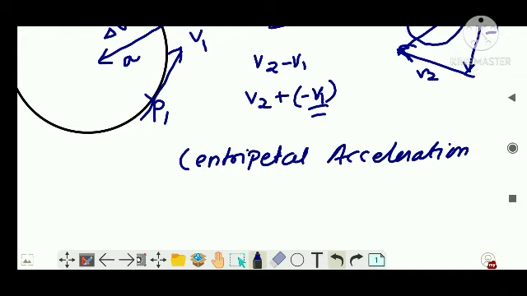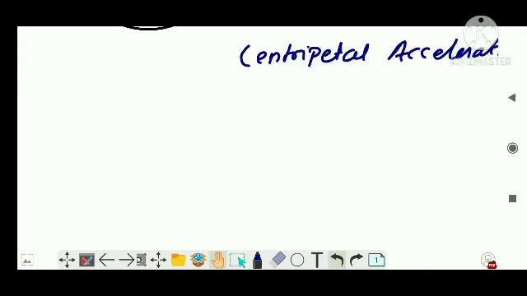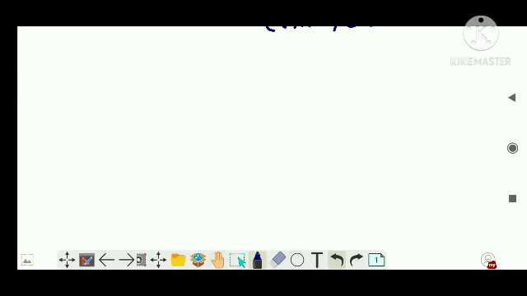Clear? Now this much is clear. Now we'll go with what is the magnitude of acceleration. You know the direction of acceleration is always towards the center of the circular motion.